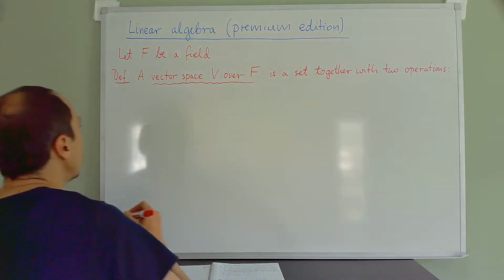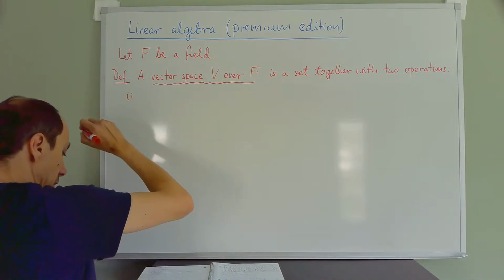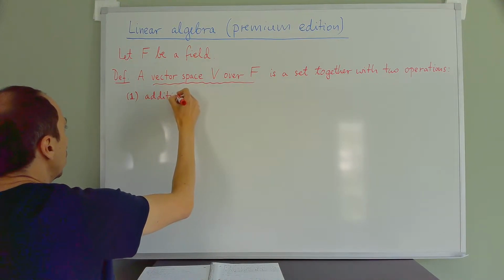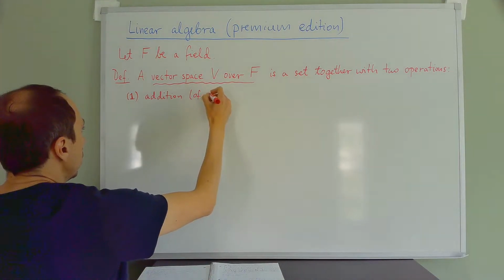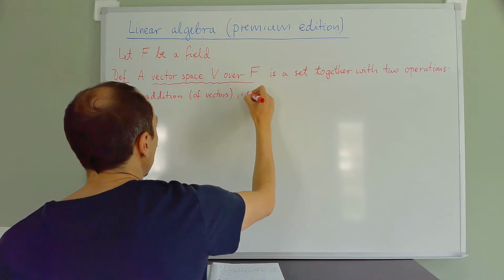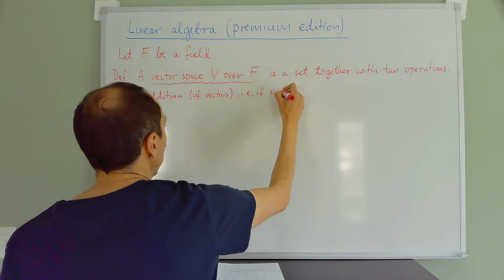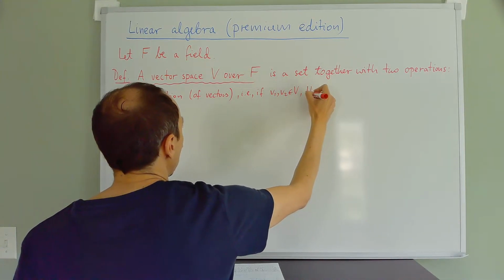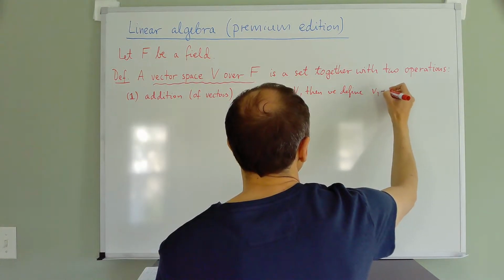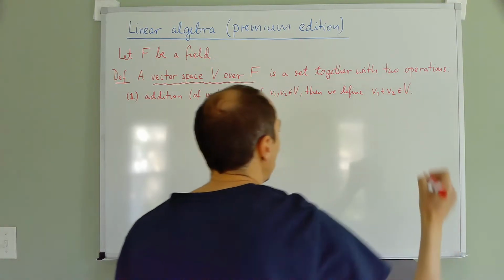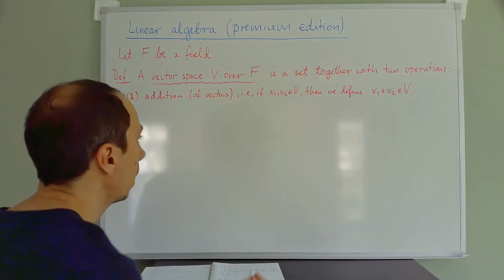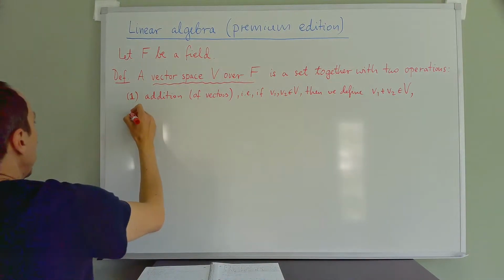So what are the two operations? One, addition of vectors, which means, i.e., if V1 and V2 are in V, then we define V1 plus V2, the sum of these vectors. That's another element of V. And the other operation is called scalar multiplication.